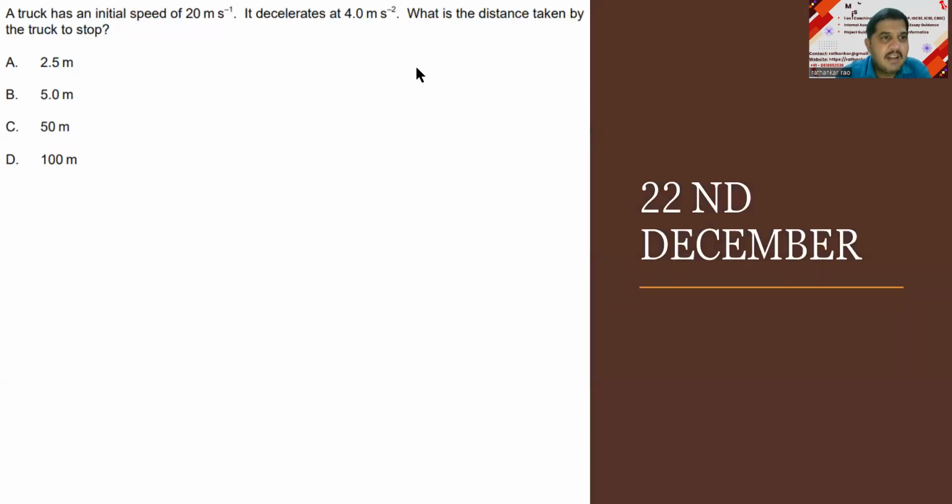Then a truck has an initial speed of 20 meter per second. It decelerates at 4 meter per second square. What is the distance taken by the truck to stop? The initial velocity is given to you here. It decelerates at 4 meter per second square. Deceleration is given. What is the distance taken by it? Now you see the deceleration here is a constant. Acceleration is constant, deceleration is constant. Which formula would you like to use? Decide and then use it. I'm not going to tell you what it is, and you can easily find out the time taken to stop.